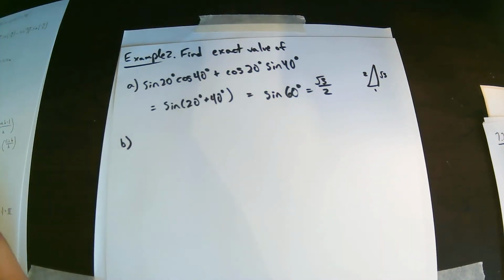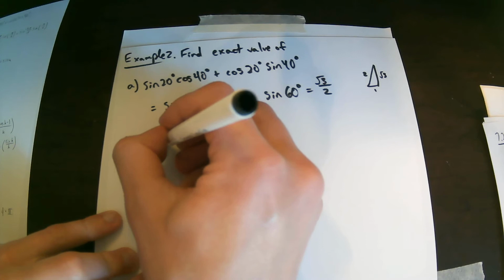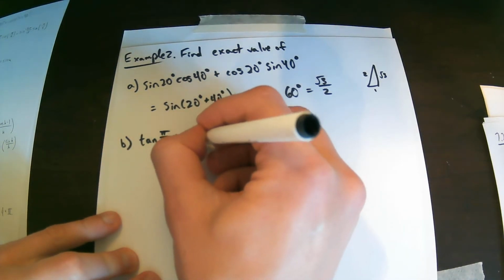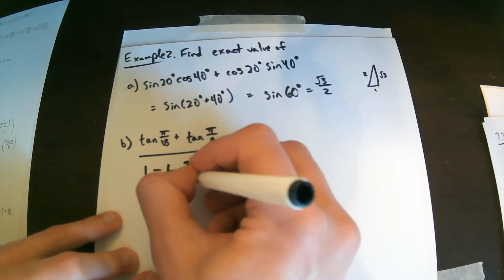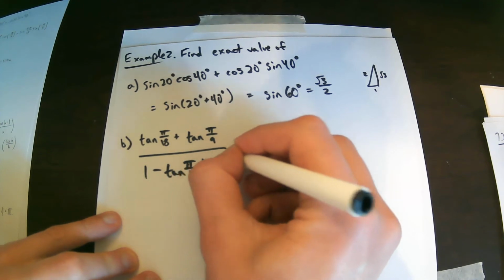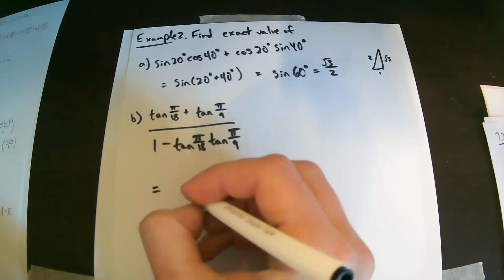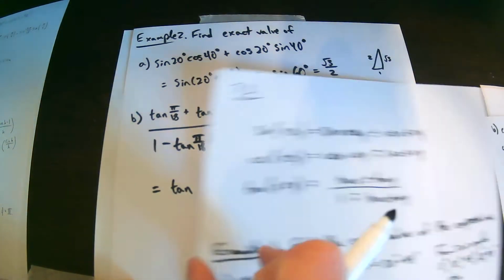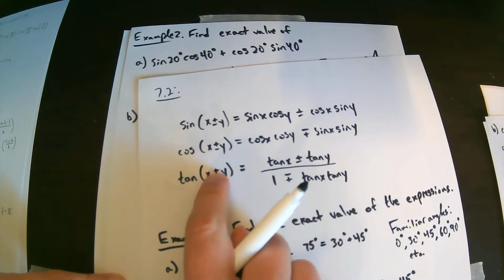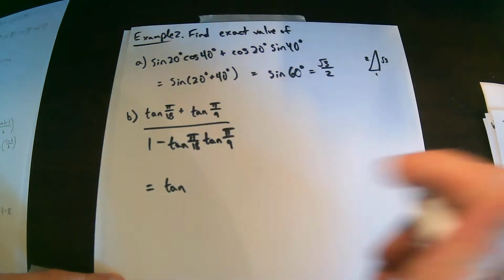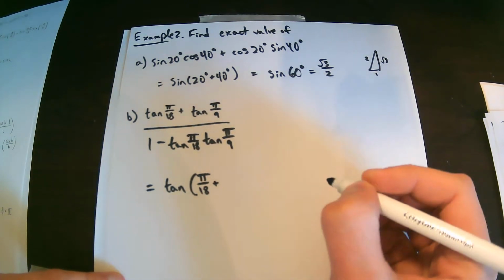And then how about one with tangent? So tangent of pi over 18 plus tangent of pi over 9 over 1 minus the product of those. Well, according to the formula, we have a plus in the top and a minus in the bottom, which means there must be a plus inside. So we've got tangent of x plus y, where x is pi on 18, and y is pi on 9.